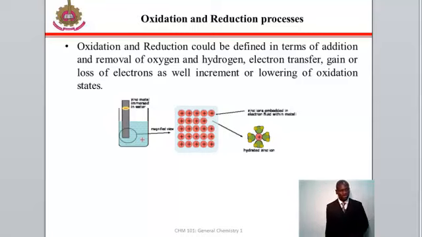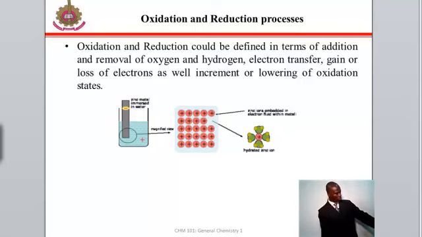Oxidation is a process of electron loss, in which an atom loses an electron. When there is a loss of electron, such a process is called oxidation. And when there is a gain of electron, that is called reduction. Another thing that is important for us to study, like I said earlier, is the increase and decrease in oxidation number. When you have an increase in oxidation number, you call it oxidation. And when you have a decrease in oxidation number, you call it reduction.